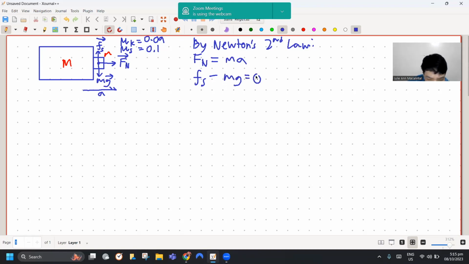Should be equal to zero, kapag hindi nagsaslide. So ang assumption natin ngayon hindi nagsaslide. Ngayon, ano yung inequality na dapat i-satisfy ng F ng static friction? Dapat Fs less than Fs max.